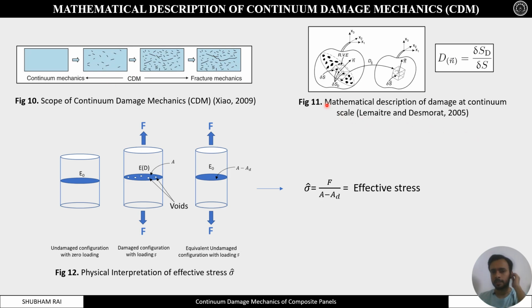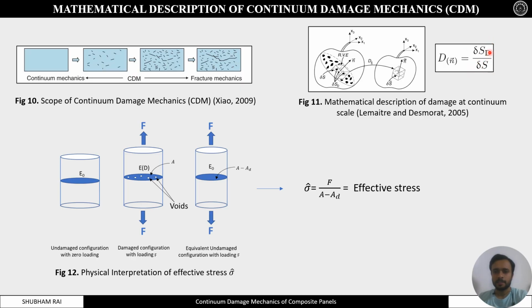So how can we model that using continuum damage mechanics? We assume that damage is continuously distributed over a finite volume of the element. This is a representative volume element having a normal n. On its plane there is some damaged area and some undamaged area. The damaged area is represented by delta SD and the total area is delta S. So the damage variable is essentially the ratio of damaged area to the total area.